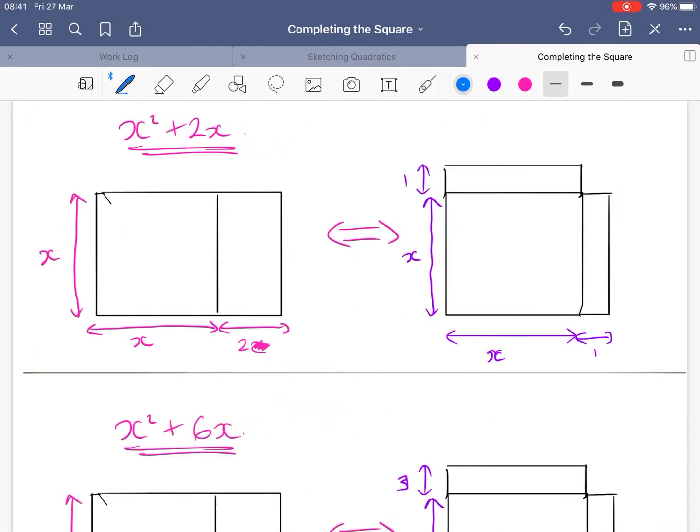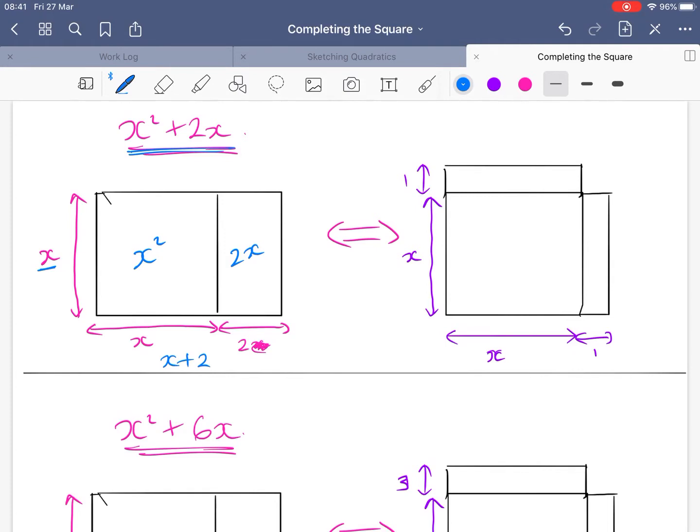So let's have a quick look. We've got a little rectangle over here on the left, and you can see it's got a length of x plus 2, and it's got a height of 2. And the area of this rectangle is going to be x squared and 2x. So the area is going to be x squared plus 2x.